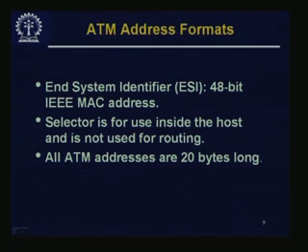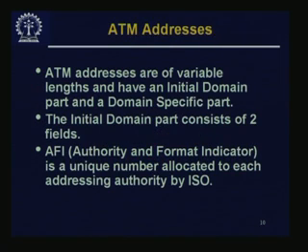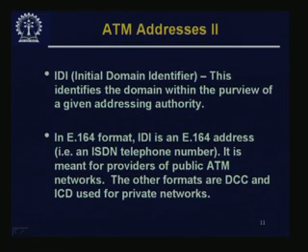Okay. So there are various ways you can route ATM given an ATM address. Various schemes are possible. Since various schemes are possible, ATM addresses could be of variable lengths and have an initial domain part and a domain specific part. The initial domain part consists of 2 fields, as we have already mentioned: AFI, that is the authority and format indicator, and IDI, the initial domain identifier. This identifies the domain within the purview of a given addressing authority.